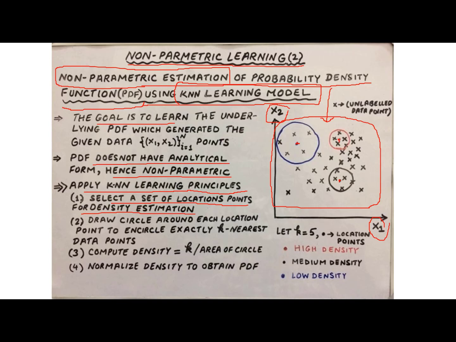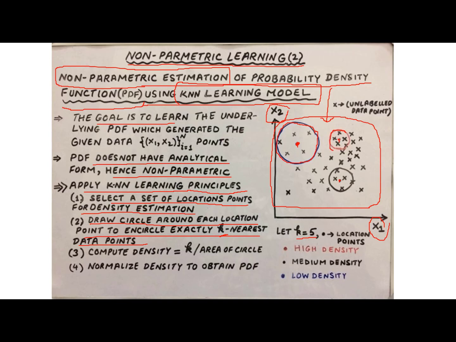Then we choose a value of k. So let's choose a value of k to be 5. And we are going to draw circles around each location point to encircle exactly k nearest data points. So in this case, we are going to draw the circle. If we are here at this location where the density needs to be estimated, then we have to draw a very large circle so that we can have exactly five data points in that circle.